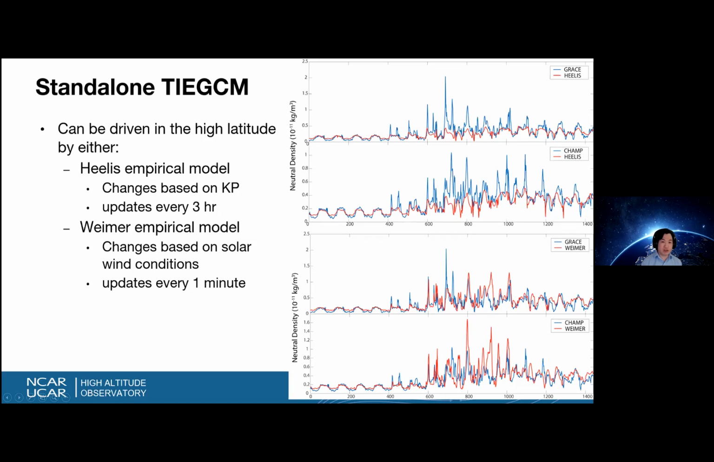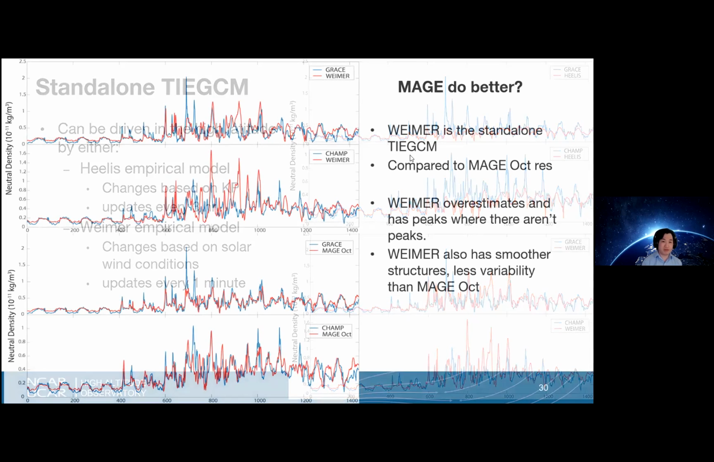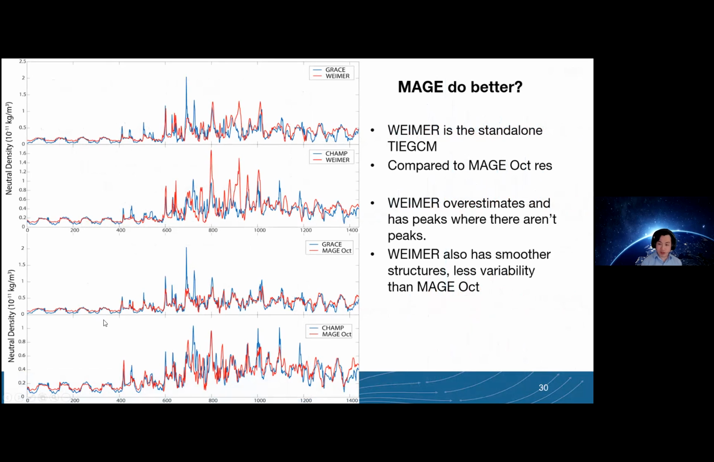All right, well, if it does not too bad, then how does it compare with our MAGE model? The MAGE model is on the bottom here.